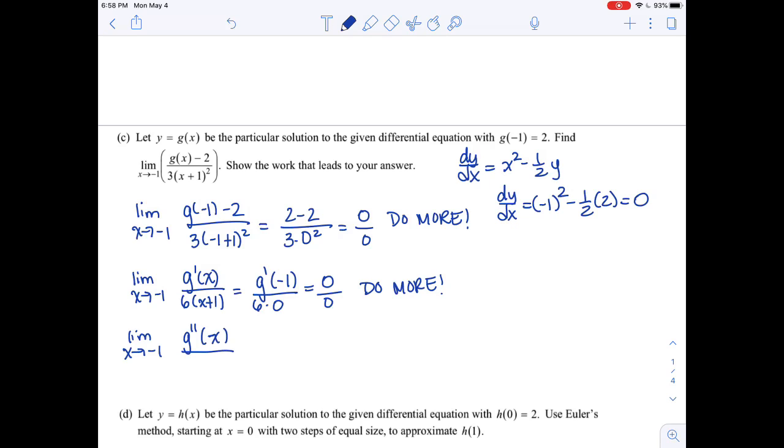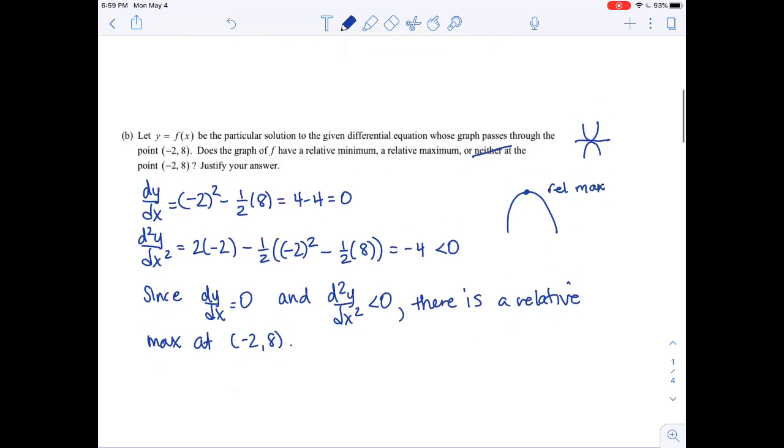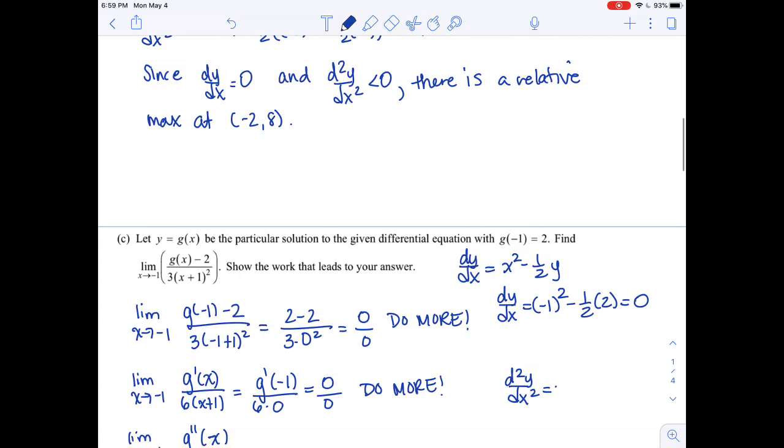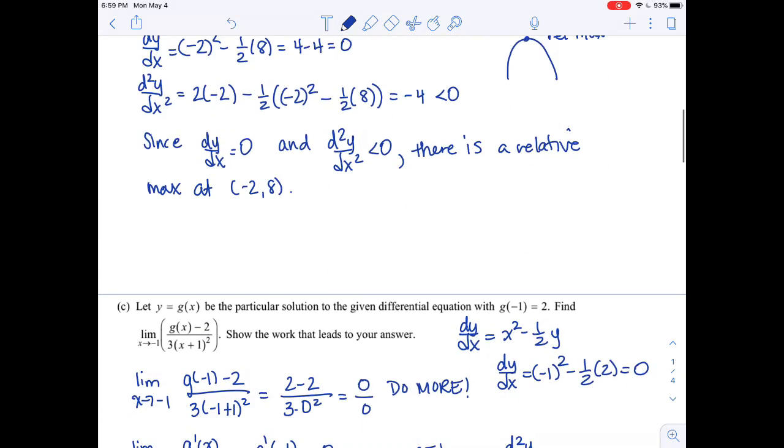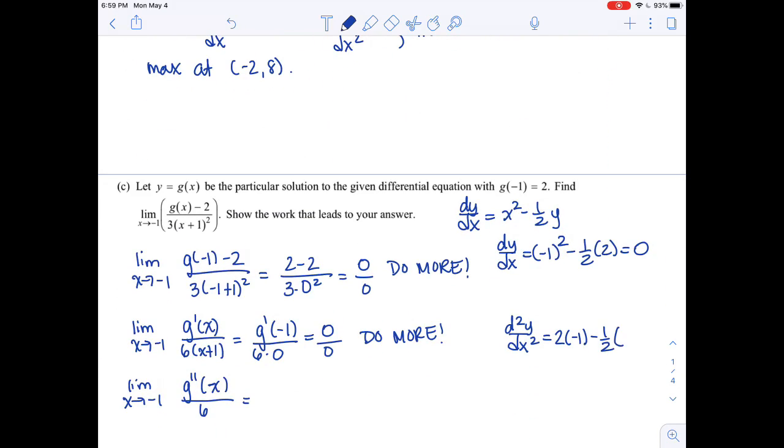Last but not least, I have to take the derivative of the top and bottom again. G double prime of x, okay? And then that bottom would come out to be a derivative of just 6. G double prime of x means you're plugging into the second derivative with the point that they gave you. Sorry, I should have copied that down a little further. So that was 2 times my x minus 1/2 times the previous derivative, which was 0. And so that comes out to be a value of what, -2? So I get -2 over 6, or -1/3.